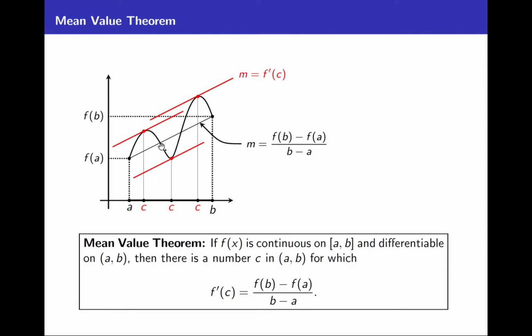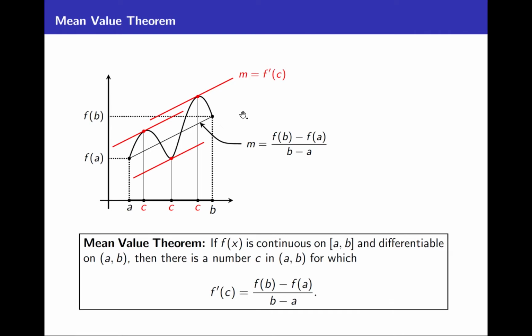Here's your function, f of x, defined on the interval from a to b. Here's the connecting line between the two endpoints. Its slope is f of b minus f of a over b minus a. And notice you've got one c here, where f prime of c equals the slope of the connecting line. It looks like there's another number c right here, where the slope of that tangent line is the slope of the connecting line. And there's a third number c right here, where this slope equals the slope of the connecting line.